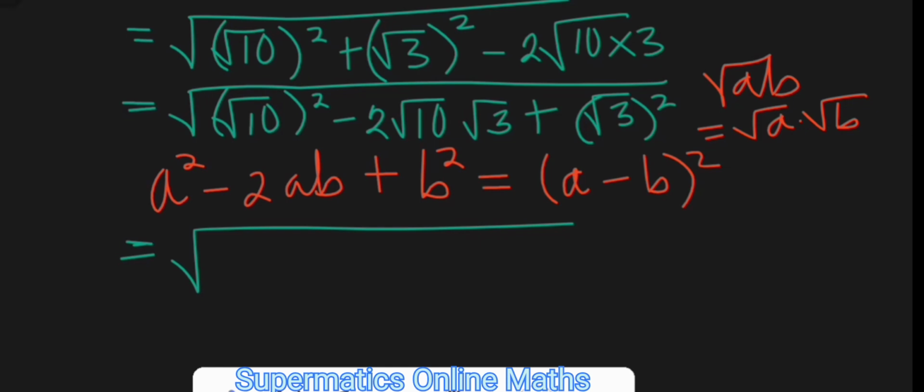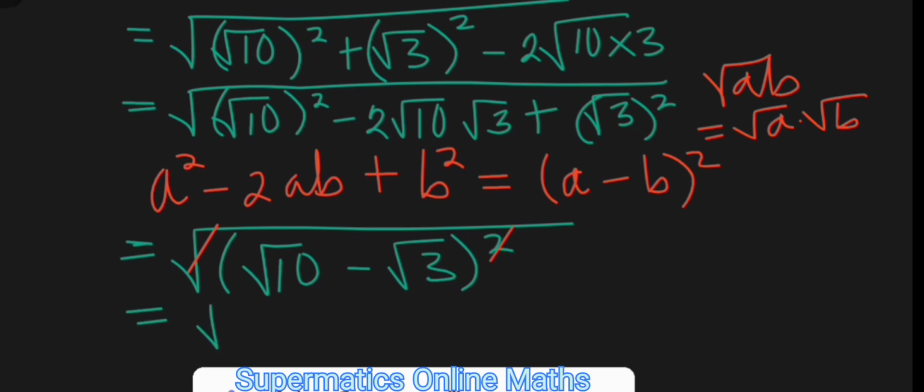So we can factor the entire expression in the square root as root 10 minus root 3 squared, where the square and the square root cancel out, thus giving us root 10 minus root 3 as the answer.